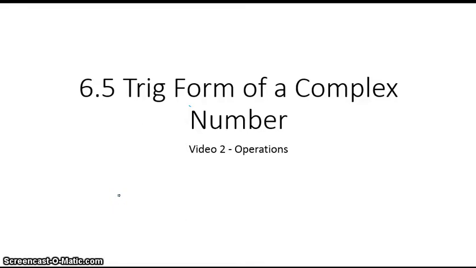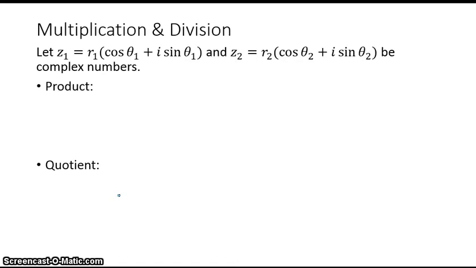The second half of 6.5 is all about doing operations like multiplication, division, and even powers with complex numbers. So when I am multiplying and dividing with complex numbers in trig form, I follow this formula. This is just my first complex number z1, using r1, theta 1. Z2 uses r2, theta 2. So that's just my format for my complex number in trig form.